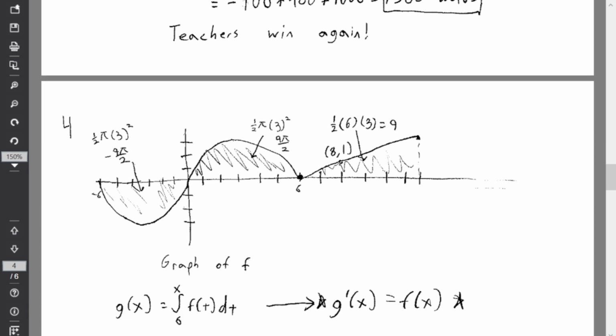We want to say that in our explanations, because they're going to be looking for that at some point. So I put stars by it to say, hey, this is important to say that g prime is f. I also went ahead and computed some areas up here within the picture. We've got some semicircles, so we use 1/2 pi r squared. We also have a triangle, where we use 1/2 base times height. So I've got some areas that I can use if I need to evaluate g.